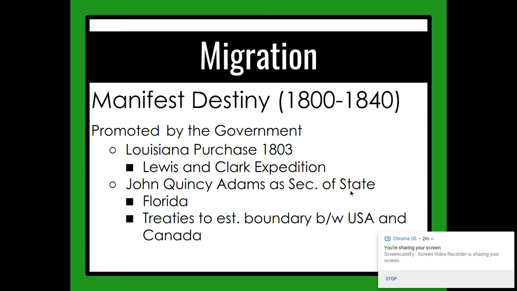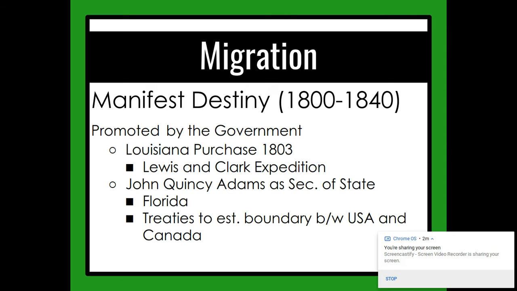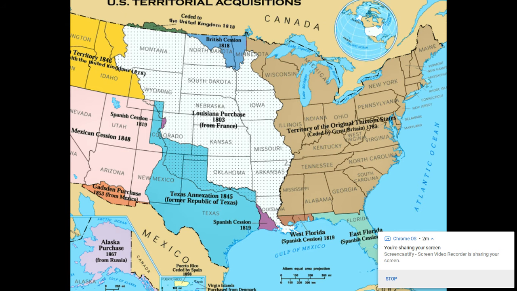Another major political government action that leads to more acquisition of land and therefore leads to more internal migration would be the actions of John Quincy Adams, the Secretary of State. While he's Secretary of State, we get Florida, and he signs off on a couple of treaties that help to establish a boundary between the United States and Canada. John Quincy Adams is also the author of the Monroe Doctrine, which really firmly establishes that we will stay out of European affairs and we're going to protect the ideals of democracy in the Americas. That also tends to promote the idea of migration from other places in the Americas, potentially to the United States.